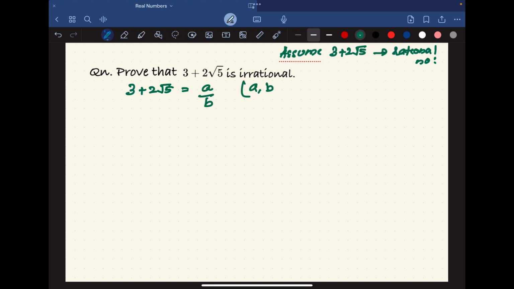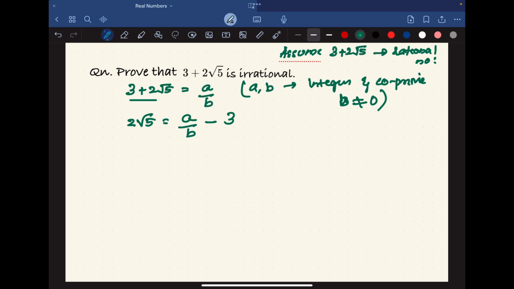As usual, a and b are integers and co-prime, and b should not be equal to 0. Now we go with the same rule. We keep the root number alone on the left hand side and everything else on the right hand side. So first I am writing 2 root 5 is equal to a by b minus 3. And we have to take the LCM on the right hand side.